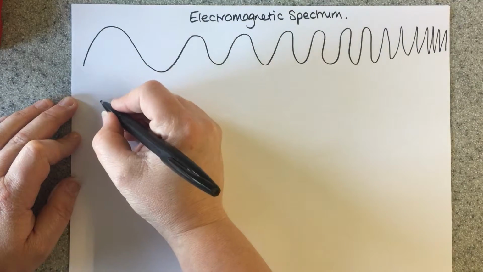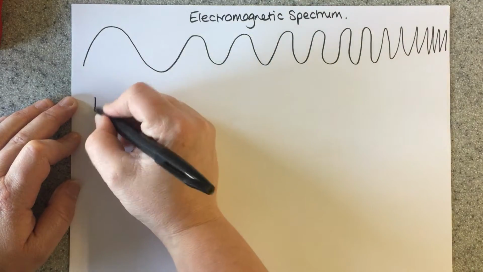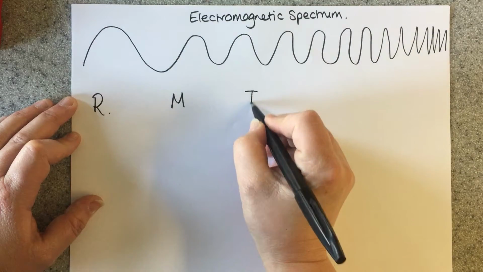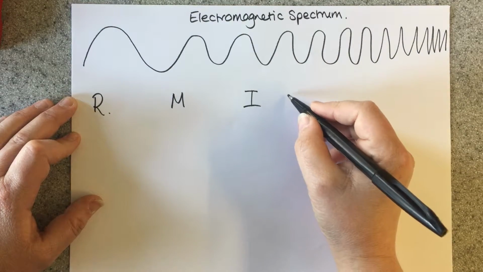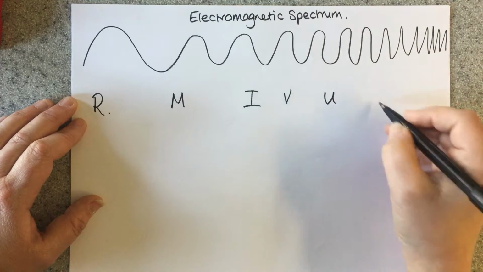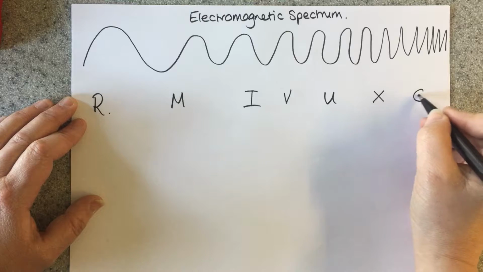So what we're looking at is which ones have the longest wavelength. They are the radio waves. Microwaves come next, then infrared. Visible light is a tiny little section in the middle there. Then you've got ultraviolet and X-rays, and then gamma rays.